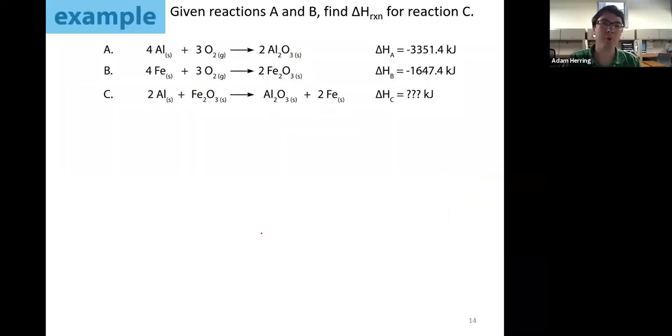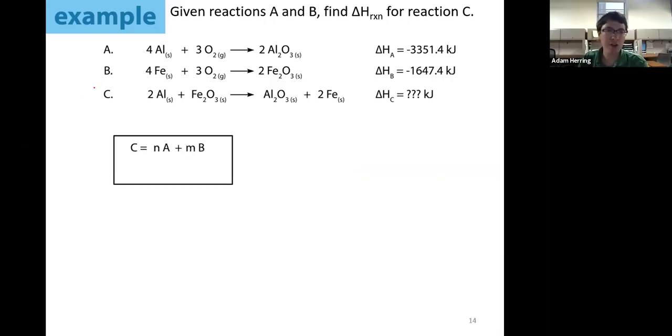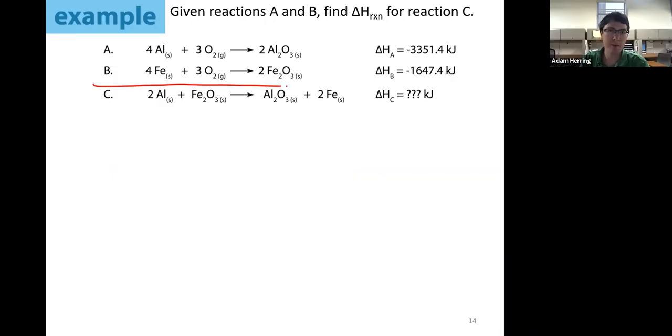Let's go through an example. Say that we have 3 different chemical reactions. If we're given reactions A and B, we want to find the enthalpy of reaction for C. This is what we're given. This is what we want. And we need to apply Hess's law in order to get there.